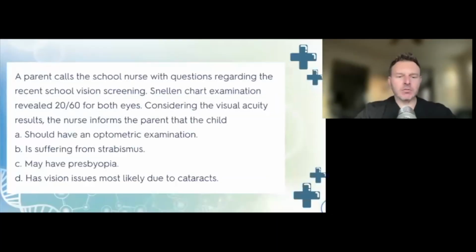A parent calls the school nurse with questions regarding the recent school vision screening. The Snellen chart examination revealed a 20 out of 60 for both eyes. Considering the visual acuity results, the nurse informs the parent that the child, A, should have an optometric examination; B, is suffering from strabismus; C, may have presbyopia; or D, has vision issues, most likely due to cataracts. Okay.